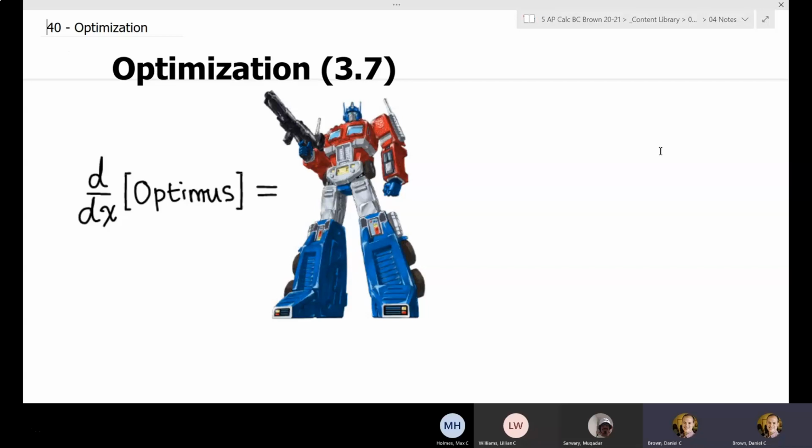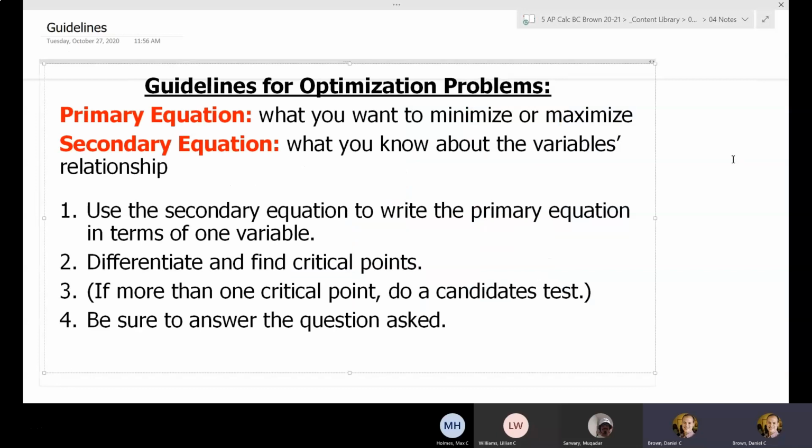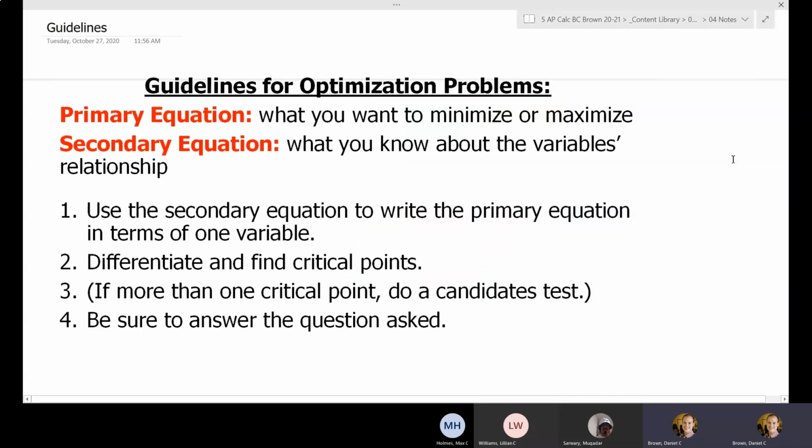Whenever we do an optimization problem, we're going to be maximizing some quantity or minimizing some quantity. Some guidelines I use when I'm doing these problems, I sent this out to you so you don't have to write it all down. But basically, when you're doing an optimization problem, you're going to write two equations. One I call the primary equation and one I call the secondary equation. The primary equation is the one that you're optimizing, so it's the one that you want to maximize or the one that you want to minimize.